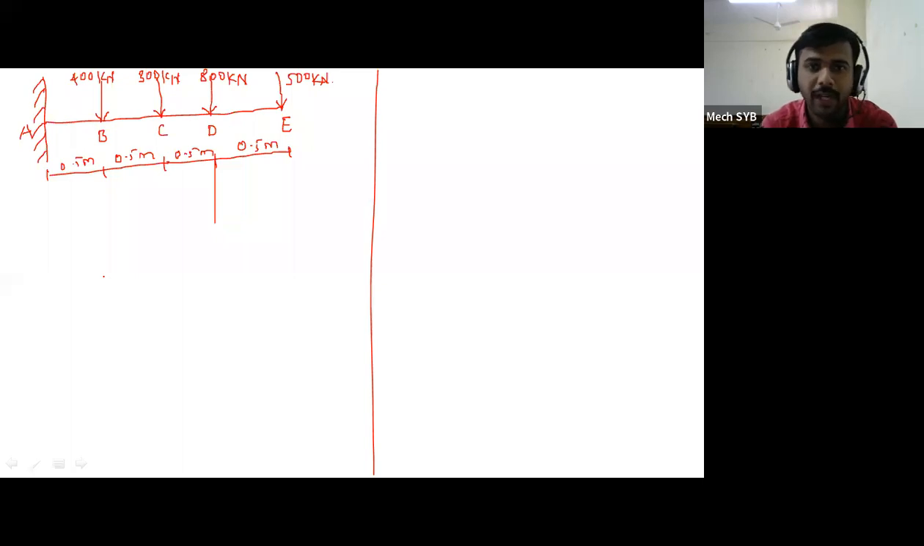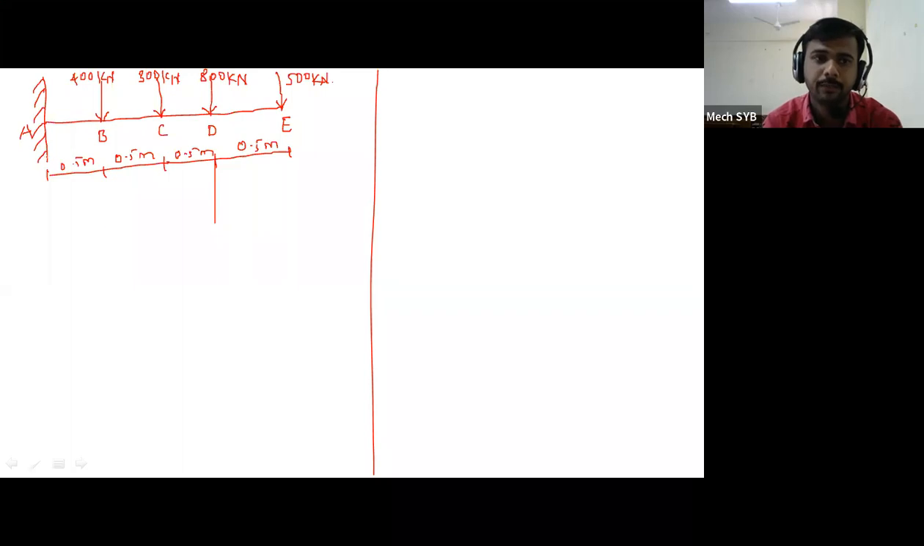So what that particular loading diagram indicates is that one cantilever beam is there, in which one end is fixed, that is point A is fixed, and one end is free, that is point E is free. And this cantilever beam is subjected to a total of 4 point loads. One load is applied at point B, then at point C, then at point D, and one more point load is applied at the free end of the beam, that is at point E. And we have to draw their SFD and BMD.